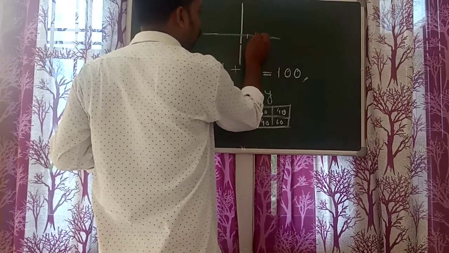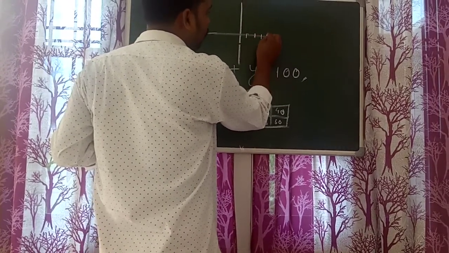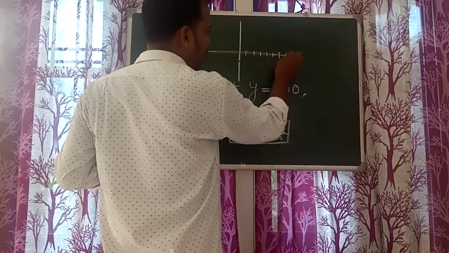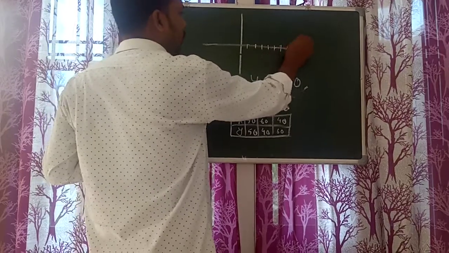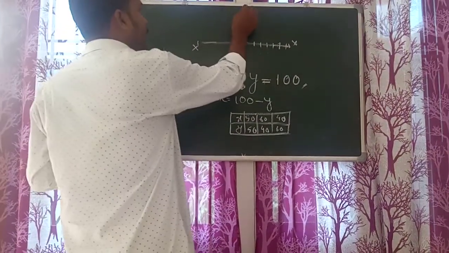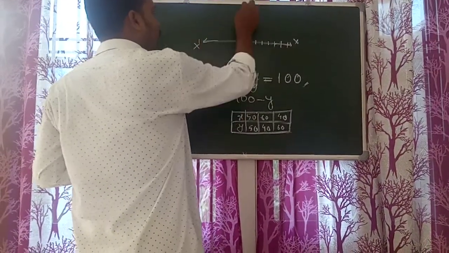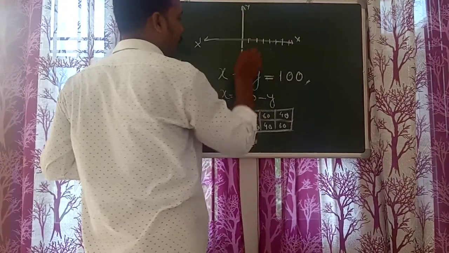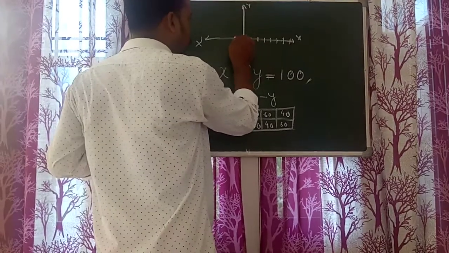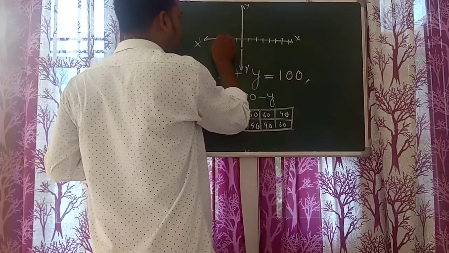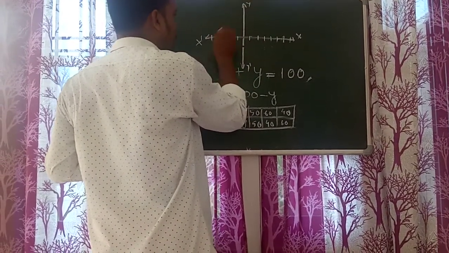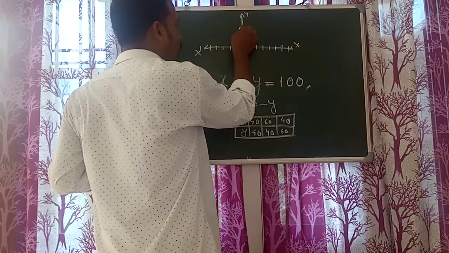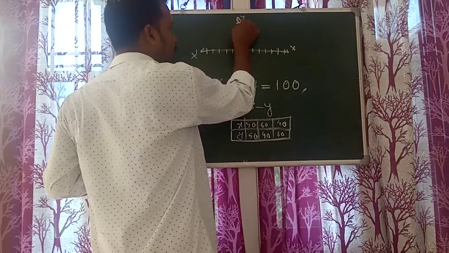1 2 3 4 5 6 7. This one is the x-axis, this one is x, and this one is y, and this one is y. Then minus 1, minus 2, minus 3, minus 4, minus 5, 1 2 3 4 5 6.